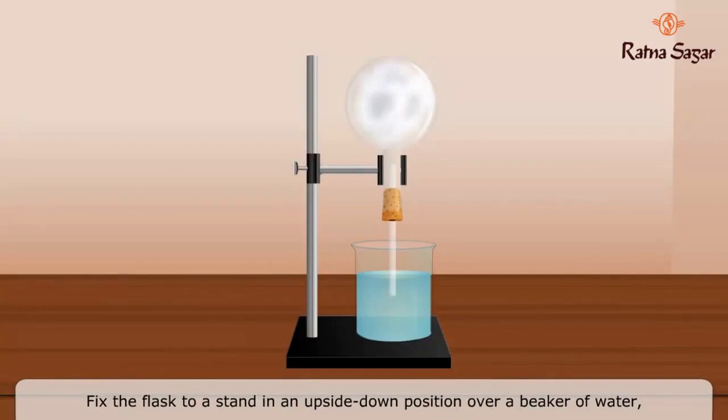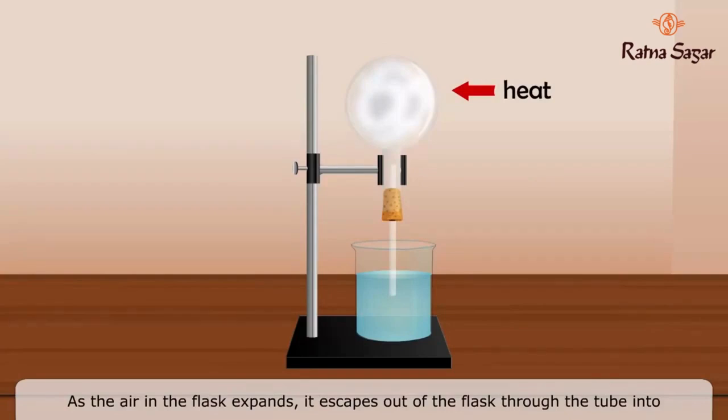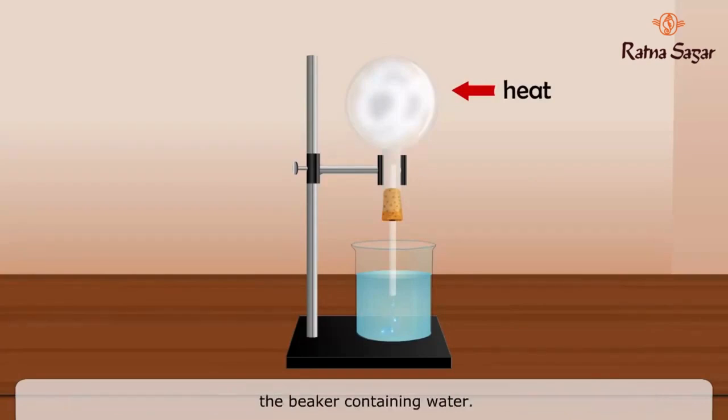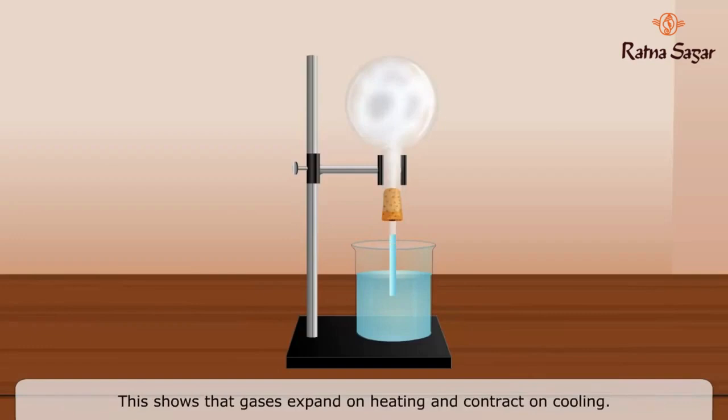Fix the flask to a stand in an upside-down position over a beaker of water, so that the glass tube dips inside the water. Heat the flask at the top. As the air in the flask expands, it escapes out of the flask through the tube into the beaker containing water. Bubbles of air can be seen in the water. Cool the flask. As the air inside the flask contracts, the water rises up the tube. This shows that gases expand on heating and contract on cooling.